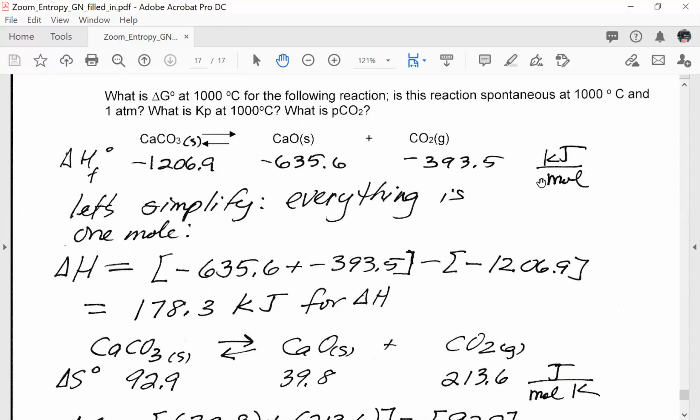Let's just simplify everything because everything's 1 mole. So these are products minus our reactants. So minus 635.6 minus 393.5, subtract our reactants, minus 1206.9. So we get an enthalpy of 178.3 kilojoules. So this is our enthalpy.